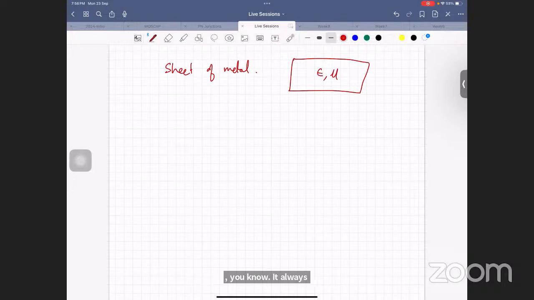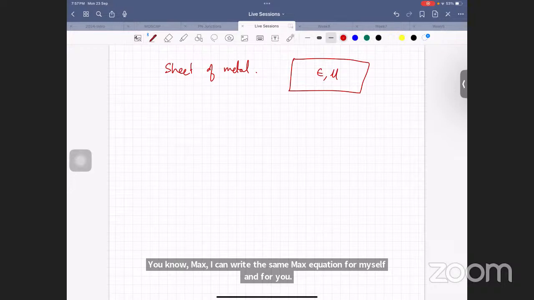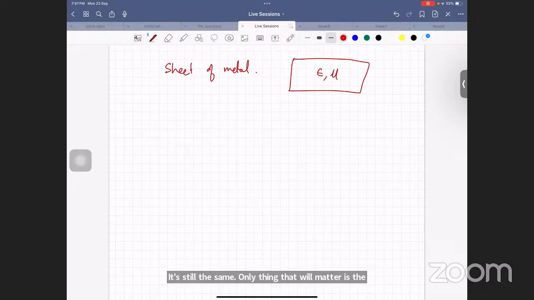I can write the same Maxwell's equation for myself and for you. It's still the same. The only thing that will matter is the distribution of epsilons and mu's between different bodies. So that's the problem. Now if I take a sheet of metal, what is the epsilon and mu?